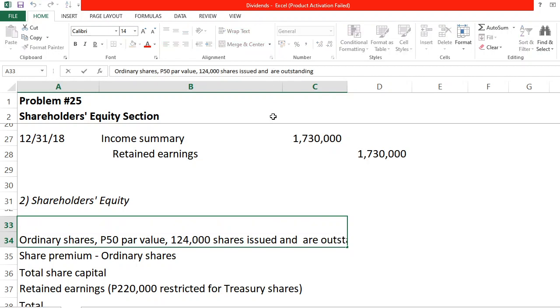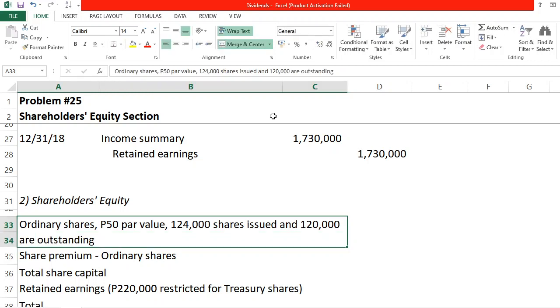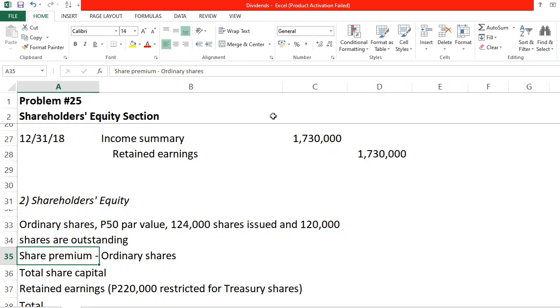We only have 120,000 shares. 120,000 shares are outstanding. Nganong 120 lang man? Because again, we have treasury shares of 4,000, right? Okay.